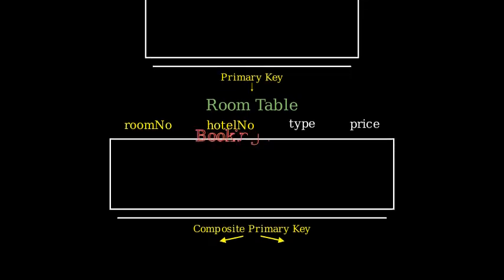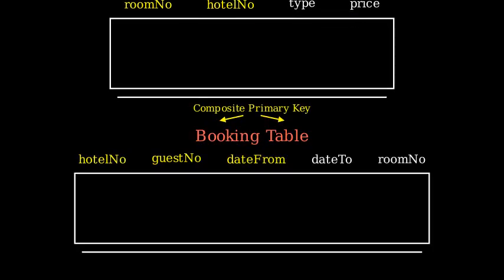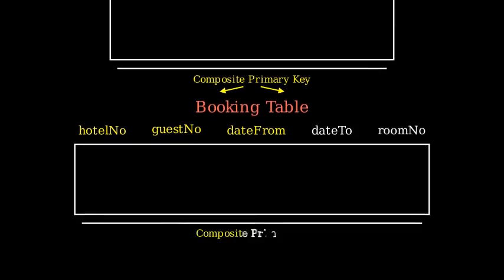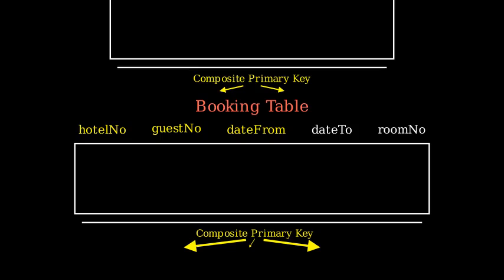The booking table contains five columns: hotelNo, guestNo, dateFrom, dateTo, and roomNo. Its primary key is the combination of hotelNo, guestNo, and dateFrom, which together uniquely identify each booking.